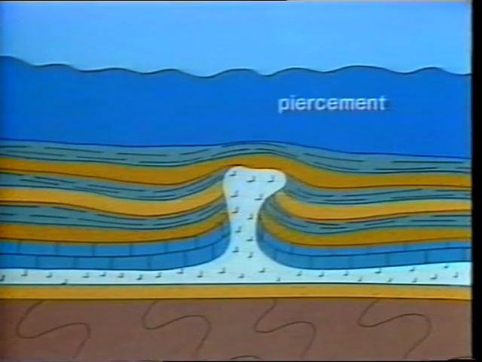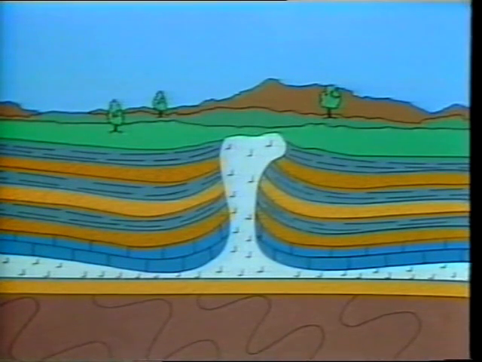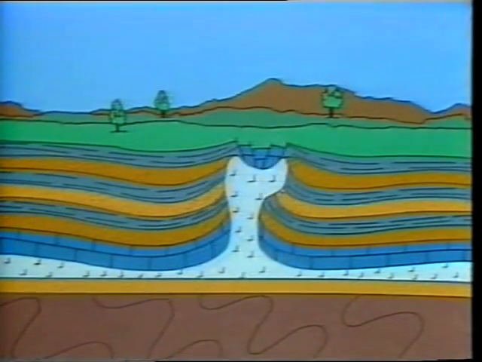Here is a piercement salt dome, which has actually pierced the overlying strata. And here is another more unusual case in which salt has actually penetrated right up to the Earth's surface. When it reaches the surface, there may be a solution collapse feature, or occasionally in arid areas, salt glaciers, such as those in Iran. There are many ways in which oil can be trapped on or adjacent to salt domes.